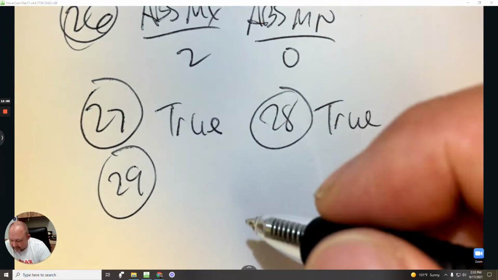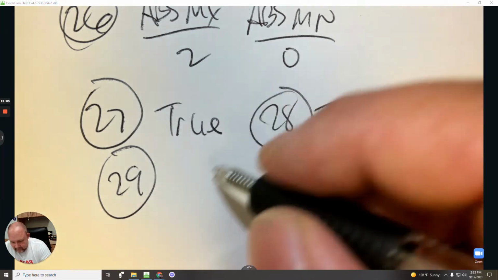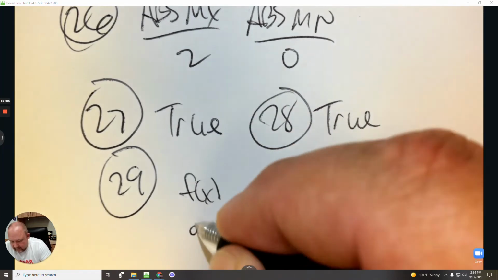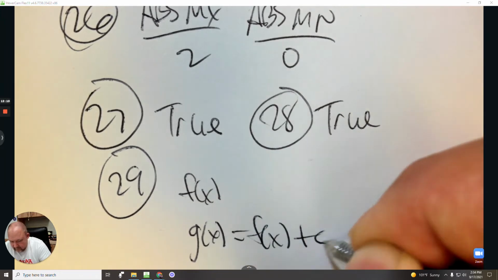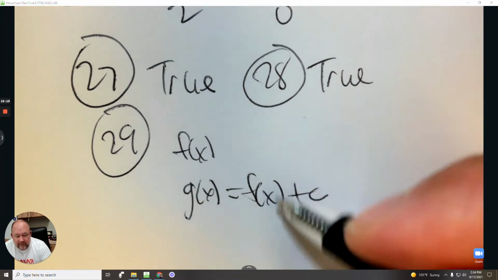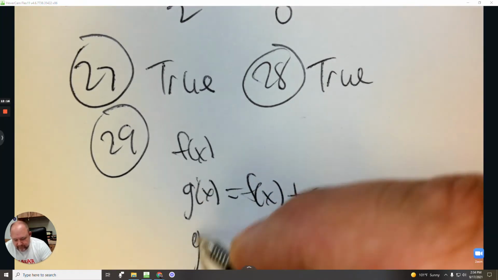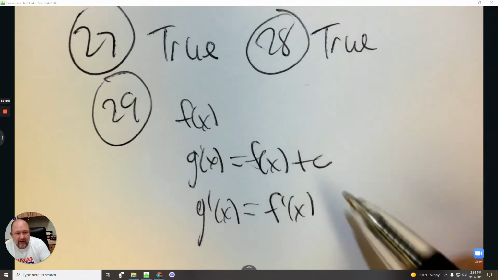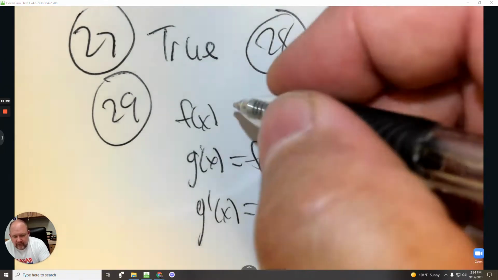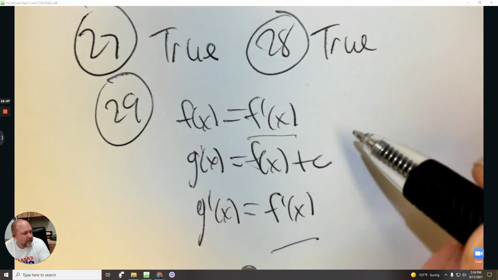The functions f at x and g at x have the same critical values. That's because the derivative of g at x, because the derivative of any constant is 0, so these derivatives match. So yes, that would be true for 29.